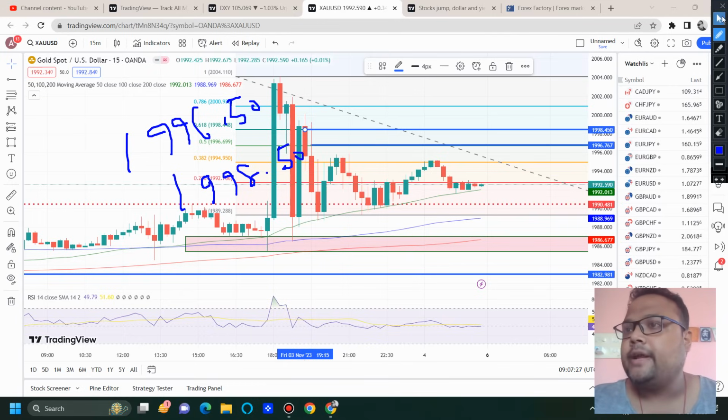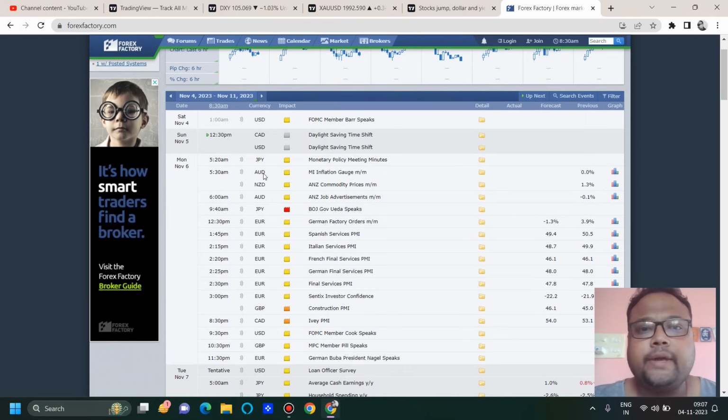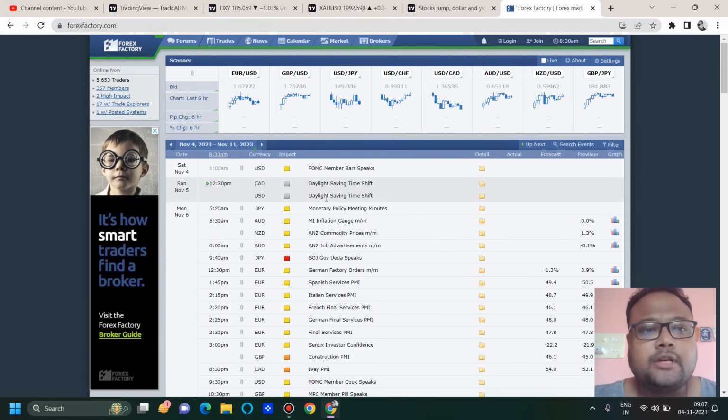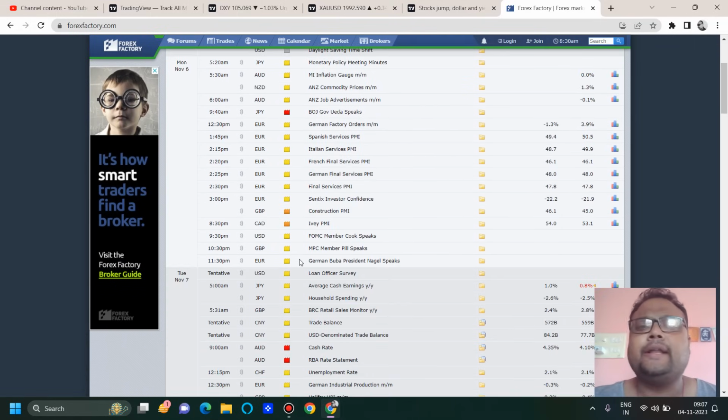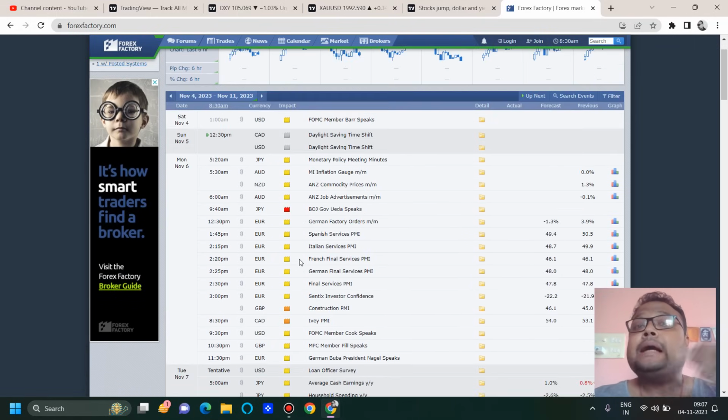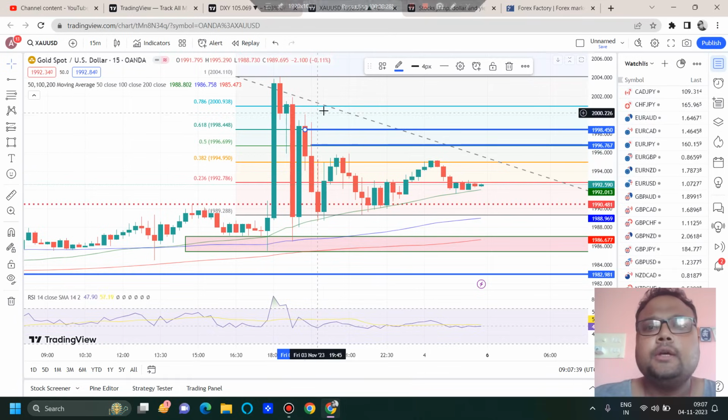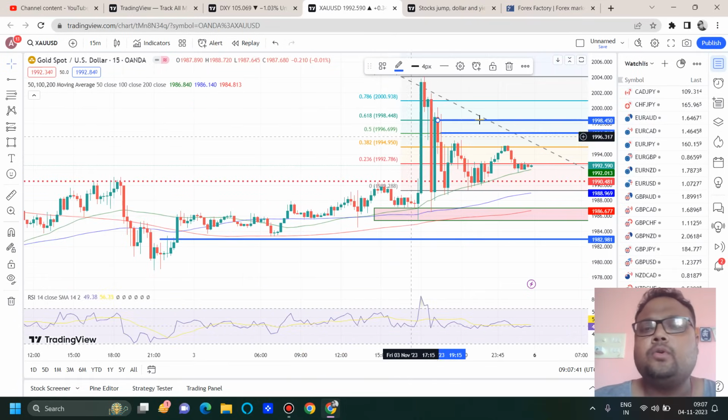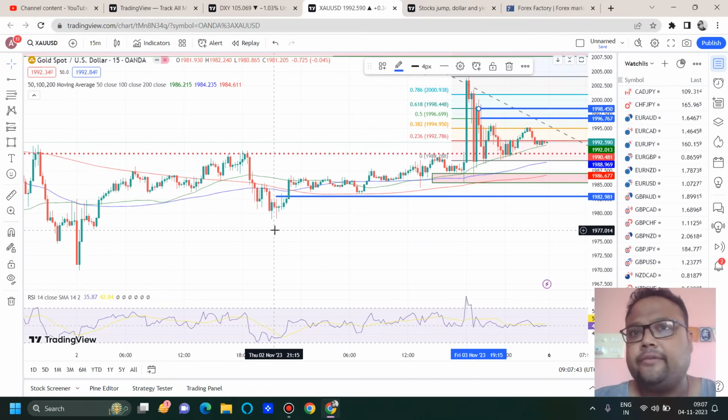And if you look at the forexfactory.com economic calendar, we can see that there is no major news coming up on Monday. So as a result, we can expect that more or less the present market sentiment will continue. In this market situation, we can look for trading opportunities around these areas.